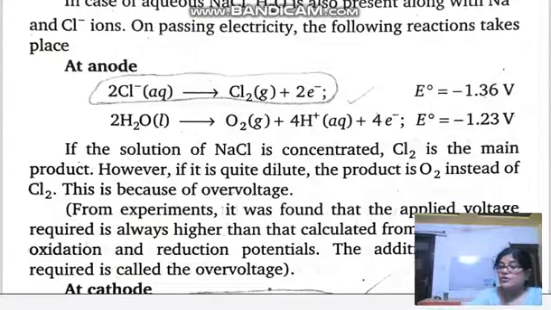However, if it is dilute, the product is oxygen, because when we see the reaction of chlorine, we get oxygen here. We get the product oxygen because of overvoltage. That means when the solution is diluted, then we get oxygen at the anode. But if the solution is concentrated, we get chlorine at the anode.